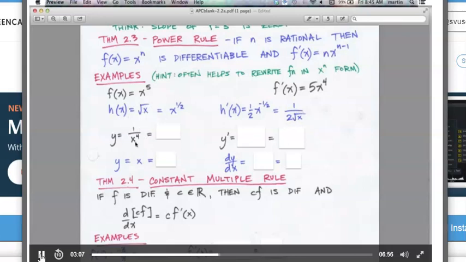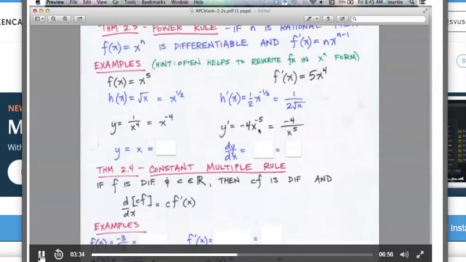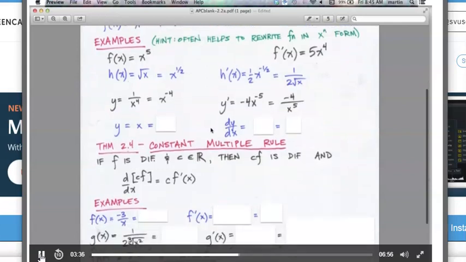When you get something in the bottom, you can change it to a negative exponent to do this rule, and then change it back out of a negative exponent. So this would be x to the negative 4th. Now let's follow the same rule. The negative 4 comes in front. Subtract 1 from here. Be careful. The negative 4 minus 1 is negative 5. So you get this look here, and then rewrite it in a form that's acceptable. We don't allow negative exponents, so y prime equals negative 4 over x to the 5th.